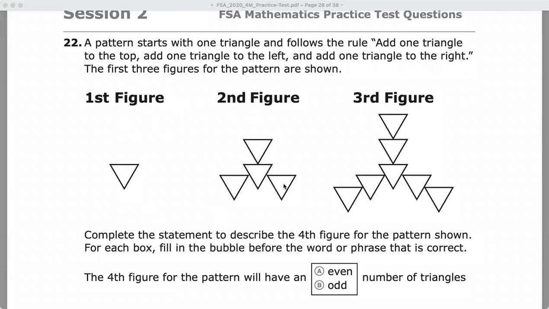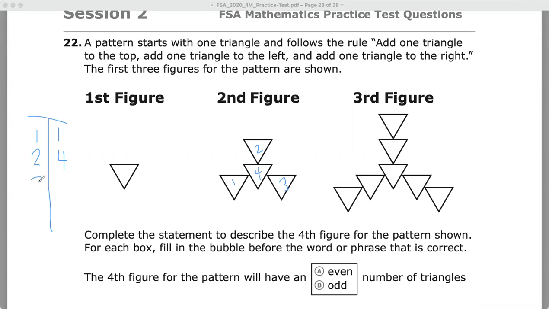Okay, so here we have a pattern, and I have a whole series on patterns in my Math for Fun if you like patterns. You're adding one triangle to the top, to the left, and to the right. And the first thing in the pattern is one triangle. So I'm going to make myself a little T-chart. So the first one has one triangle. The second figure has 1, 2, 3, 4 triangles.